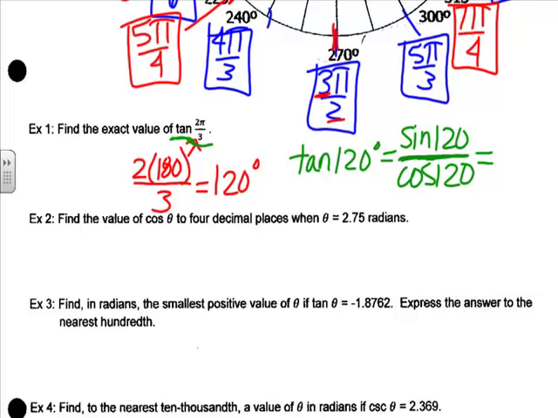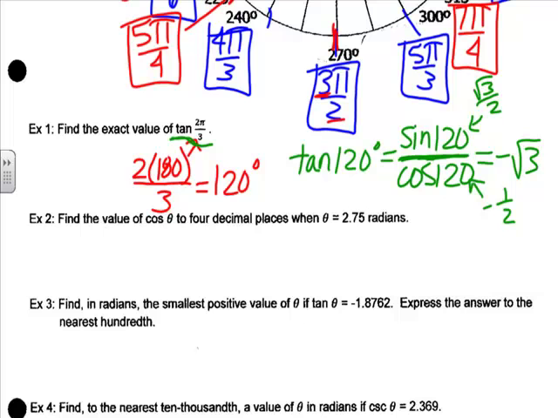So just to sort of remind you of another way to do this. This would come out the same way if I actually just plugged in the values, which would be the sine of 120 is radical 3 over 2, and the cos of 120 is negative 1/2.